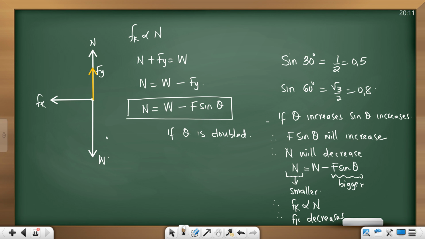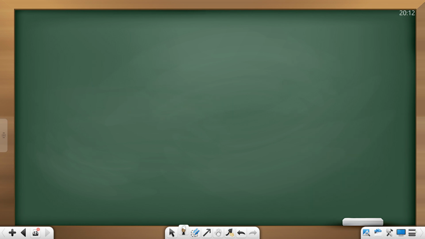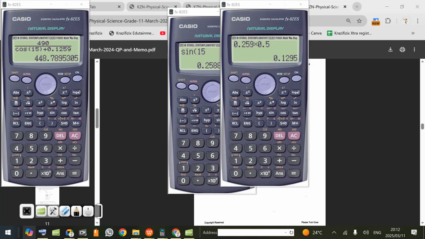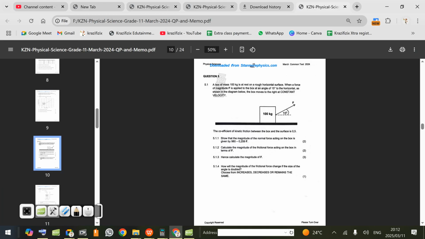If it was cos, it will decrease. All right, F sine theta will increase because I'm now multiplying by F, and n will decrease because of that formula. If n becomes smaller, the friction will decrease. All right, I think that is all about that. I'm going to end the session here, but yes, let's see.